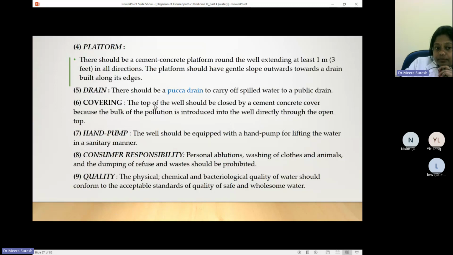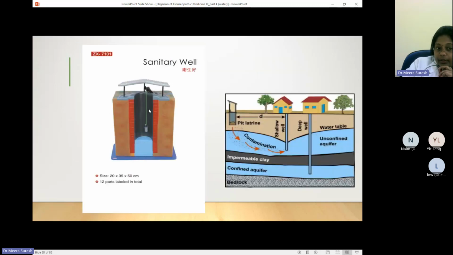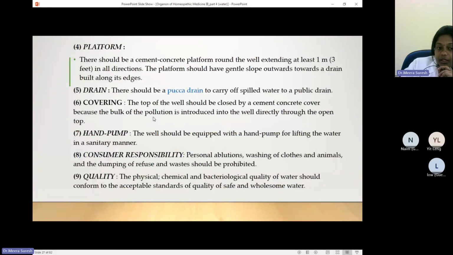There should be a covering. The top of the well should be closed by a cement concrete cover, because the bulk of the pollution is introduced into the well directly through the open top, people throwing things in. Then there should be a hand pump or some other method, like a bucket, so that people can take water, because wells are deep, so the water depth will be deeper. We need some kind of help, a hand pump and a sanitary bucket, which is kept as a public thing. It is not that you bring a bucket from your own house.